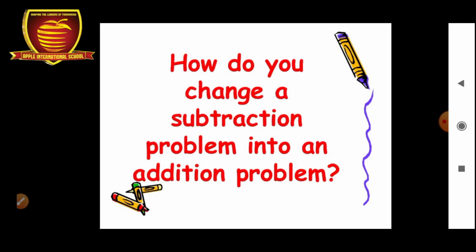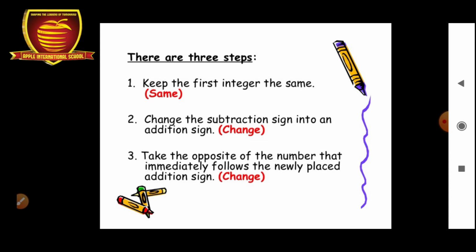Next, how to change a subtraction problem into an addition problem. There are 3 steps to change. First is keep the first integer the same. Second is change the subtraction sign into an addition sign. Third is take the opposite of the number that immediately follows the newly placed addition sign. Got it? So in this way we can change.